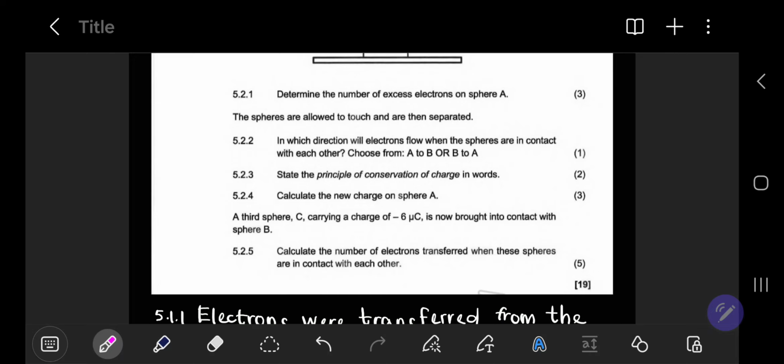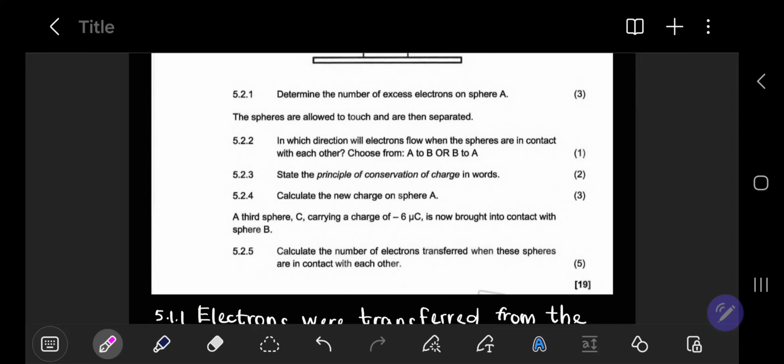Now we have some new information that says a third sphere C, carrying a charge of -6 microcoulomb, is now brought into contact with sphere B. Calculate the number of electrons transferred when these spheres are in contact with each other. So here's what's going to happen, right? We are bringing sphere B in contact with sphere C. So they're going to share their charges. But we need to figure out, after they share their charges, what is the new charge on each sphere?